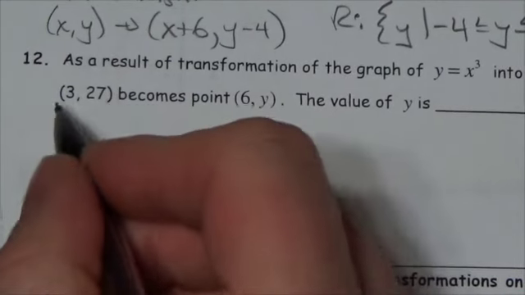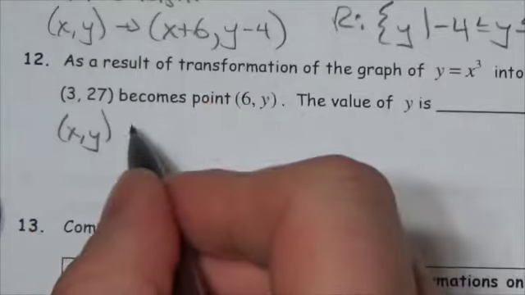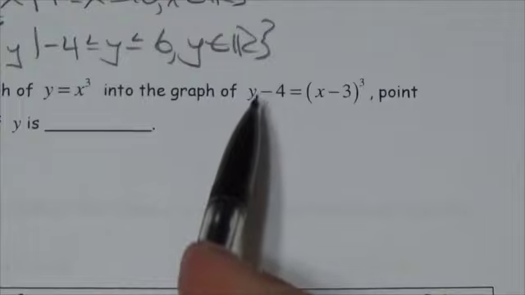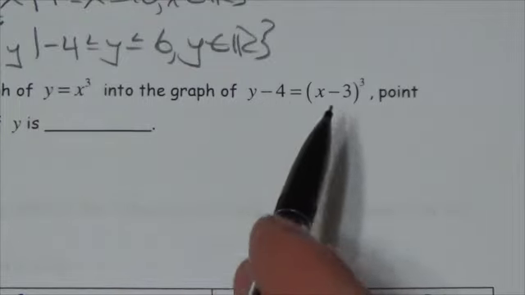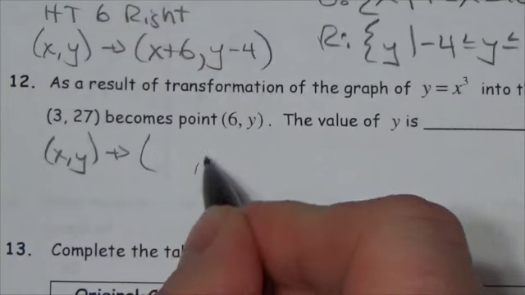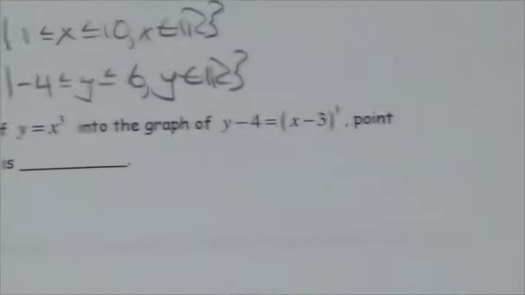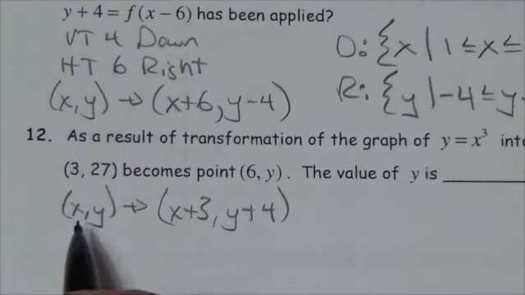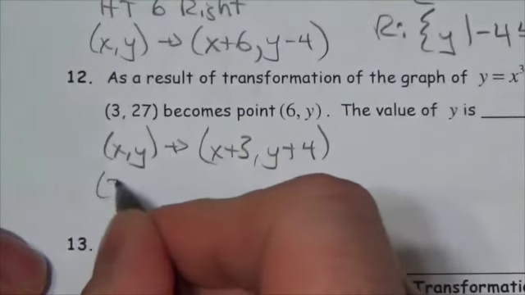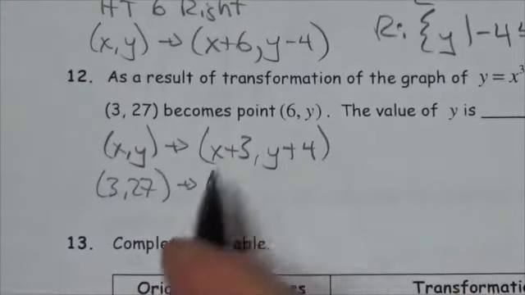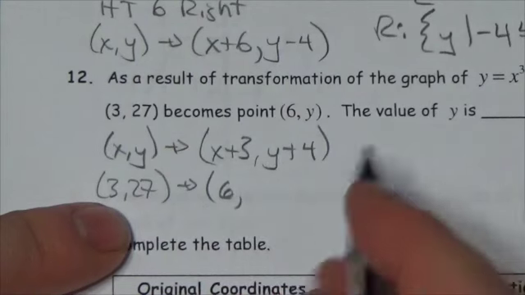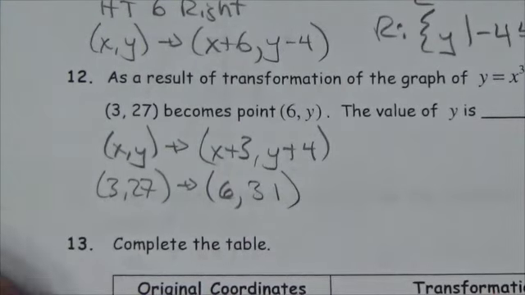First of all is to take a quick look at the image point. So you get x, y. And if we take a look at our transformations here, remember, what do I got to do to get y by itself? I have to add 4, so it's going to be 4 up. And then to get x by itself, I'd have to add 3, so it's going to be 3 to the right, which is x plus 3. Then what we could do here is take our original point here, (3, 27). 3 plus 3 is going to be 6. 27 plus 4 will be 31.